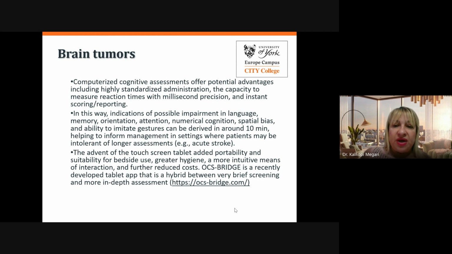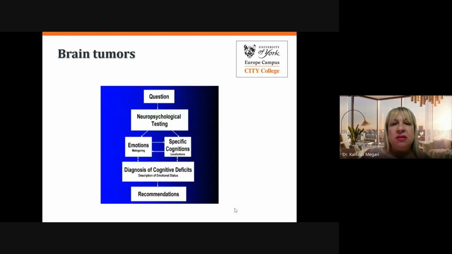And there is a program that is commonly used in the US. It's called OCS Bridge, a tablet app developed as a hybrid between very brief screening and more in-depth assessment. And in patients with brain tumors, usually we start from a question, then we have neuropsychological testing. We have to decide which test we should use. And it's very important to assess the emotions and specific cognitions if the tumor is localized.